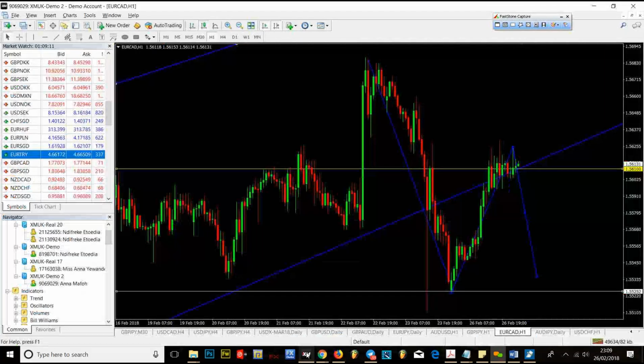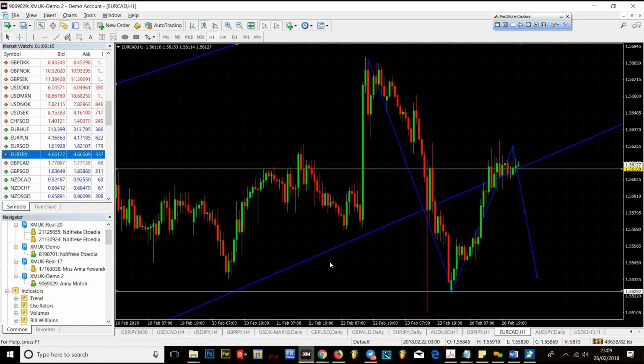So what we have planned for today is using Fibonacci. I will try to do it the last time, but we couldn't get it done.